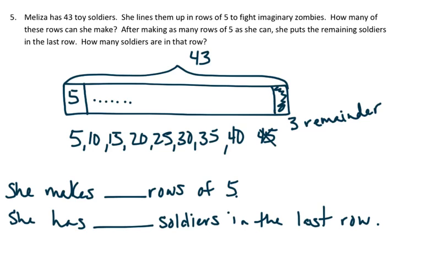So how many groups could she make? Let's see, I had 1, 2, 3, 4, 5, 6, 7, 8. So she makes 8 rows of 5. And then how many soldiers are in the last row? Well, that's going to be the remainder, because that's what was left over. And there's 3, so the 3 is the remainder, so that's going to be 3 soldiers that she has in the last row.